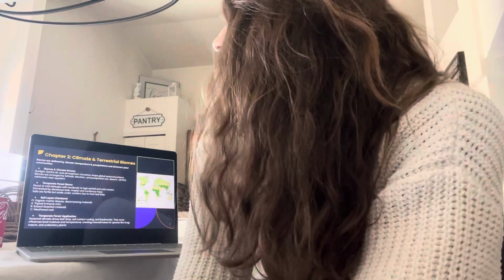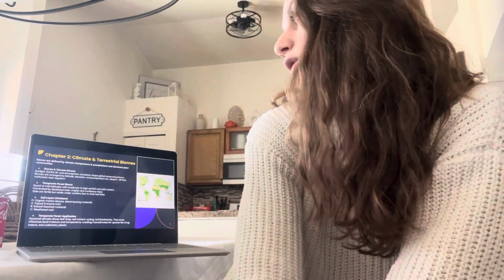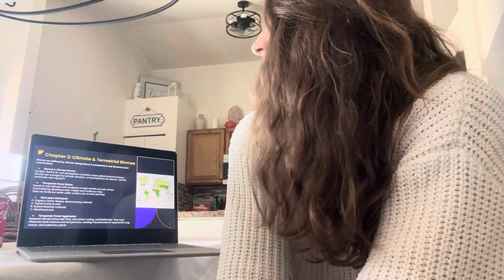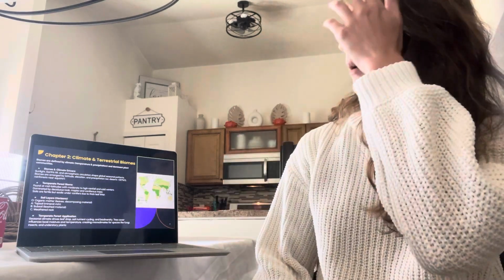All right, in chapter 2, we talked about the climate and terrestrial biomes. Biomes are defined by climate, which is temperature and precipitation, and dominant plant communities. A few drivers would be sunlight and the Earth's tilt. The temperate forests are found at mid-latitudes with moderate to high rainfall and cold winters. Different types of soils. Soil layers would be organic matter, topsoil, subsoil, and weathered rock.